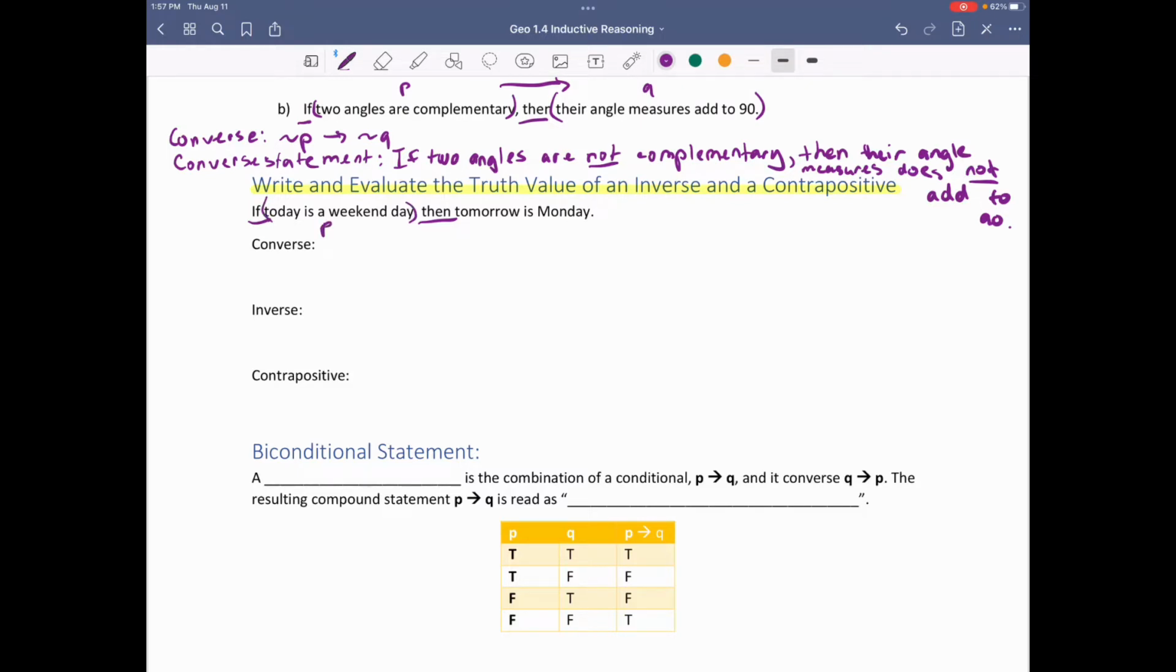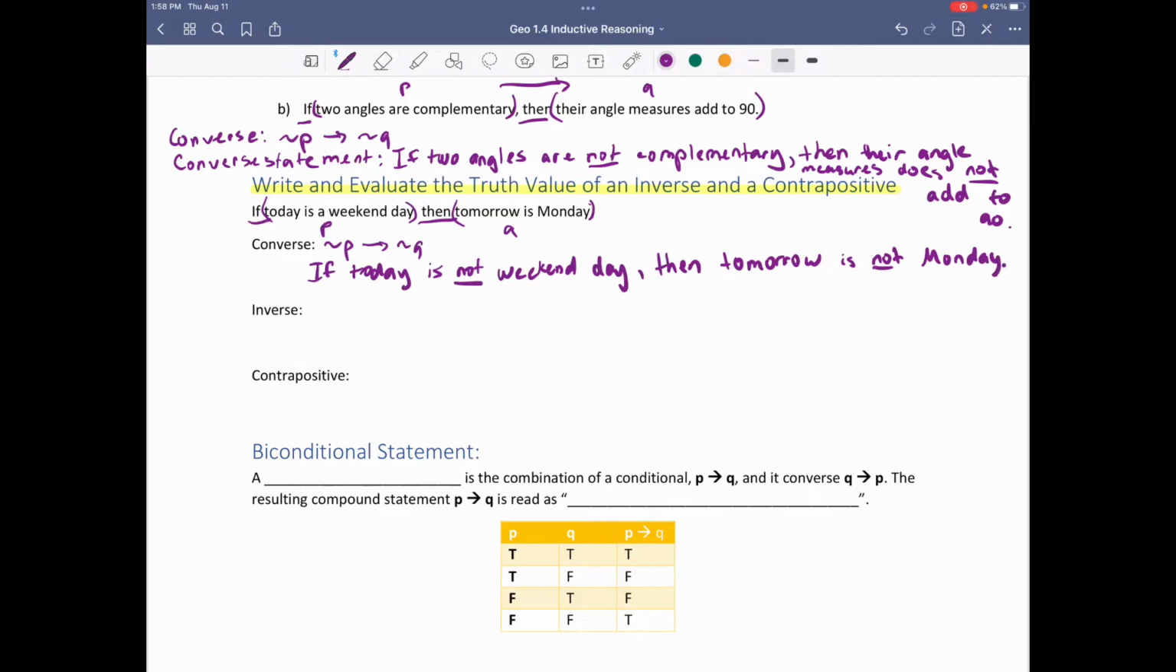And we have here, we can say this is P and this part is Q. So when we take the converse, we say if not P, then not Q. And the statement for that is, if today is not a weekend day, then tomorrow is not a Monday. Okay.